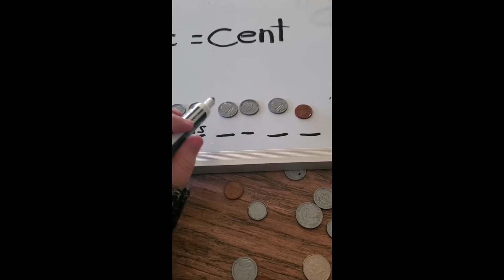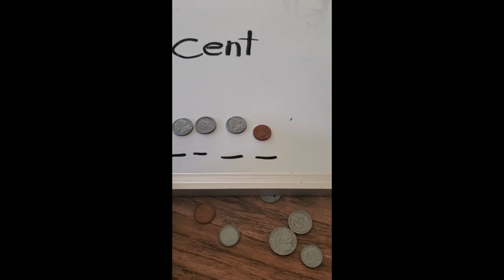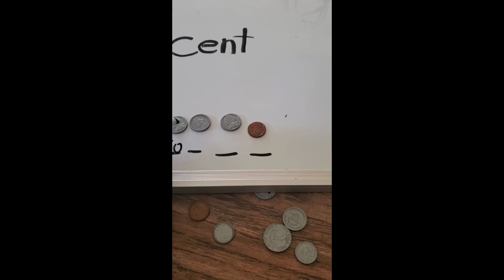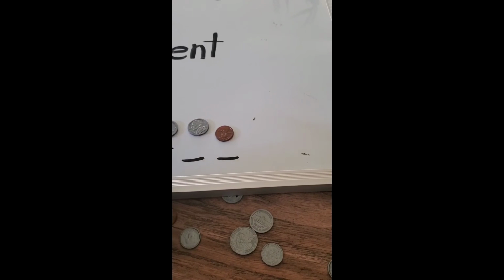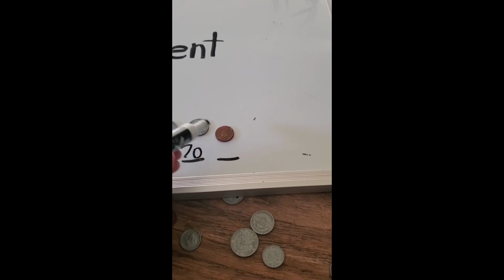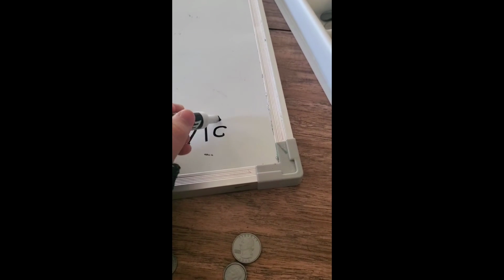Oh, now we're at the nickels. Now we have to count by fives. 55 plus 5 is 60. 60 plus 5 is 65. 65 plus 5 is 70. 70 plus 1 is 71. So my total is 71 cents. Did you guys get that answer? I sure hope so.